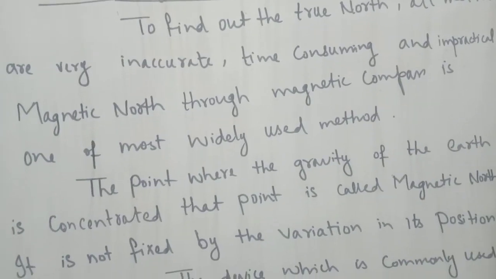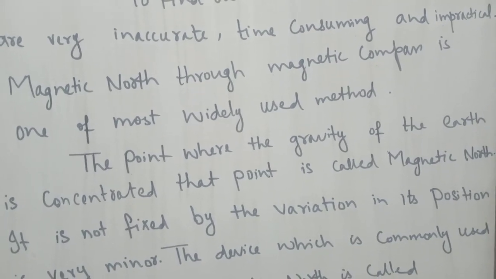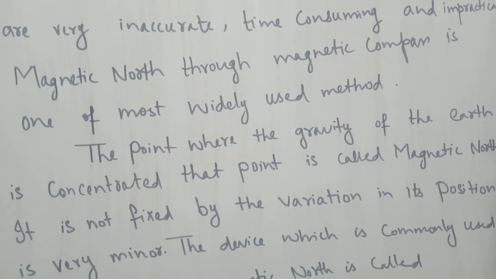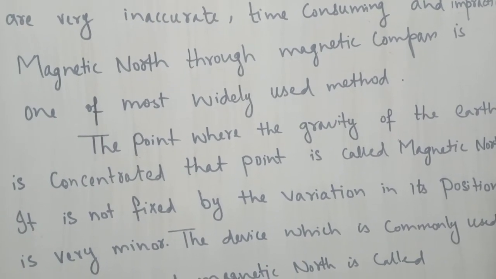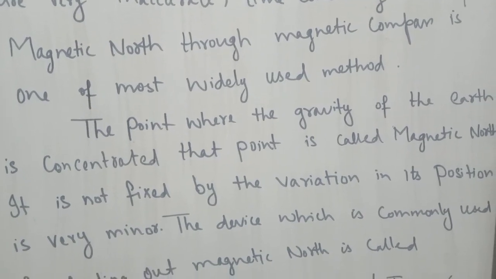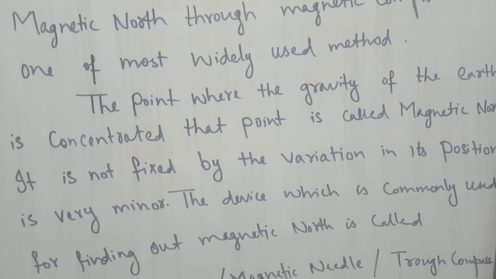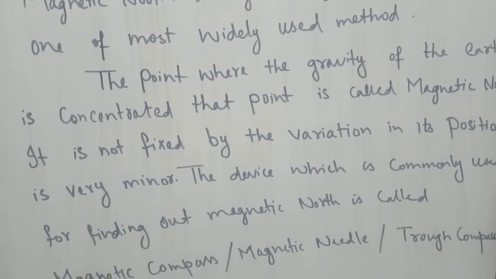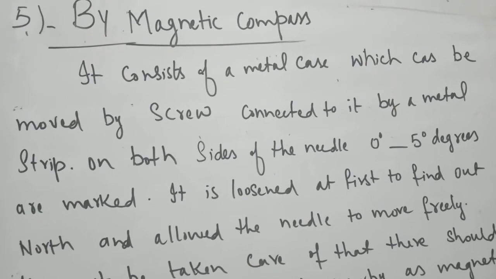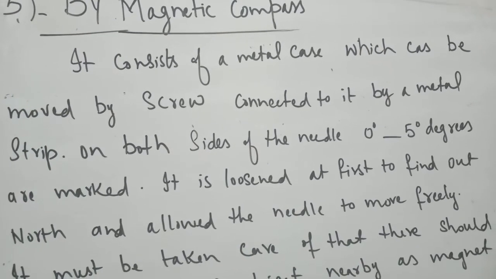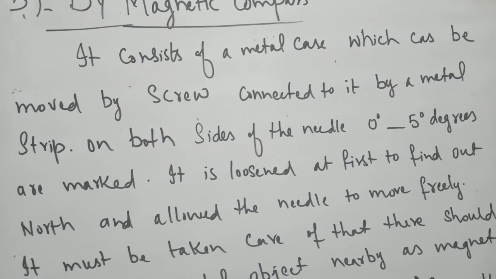For this method, the point where the magnetic force of the earth is concentrated will be named the magnetic north. How can we find it? This area has some minor error which can be ignored. The device used to find the magnetic north is called a magnetic compass, magnetic needle, or the trough compass. How can we use the magnetic compass, the trough compass, or the magnetic needle? We need to take a look at the methodology.